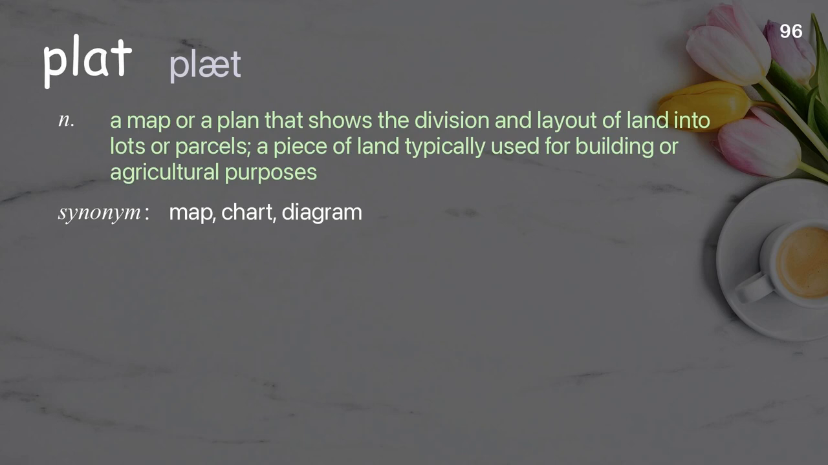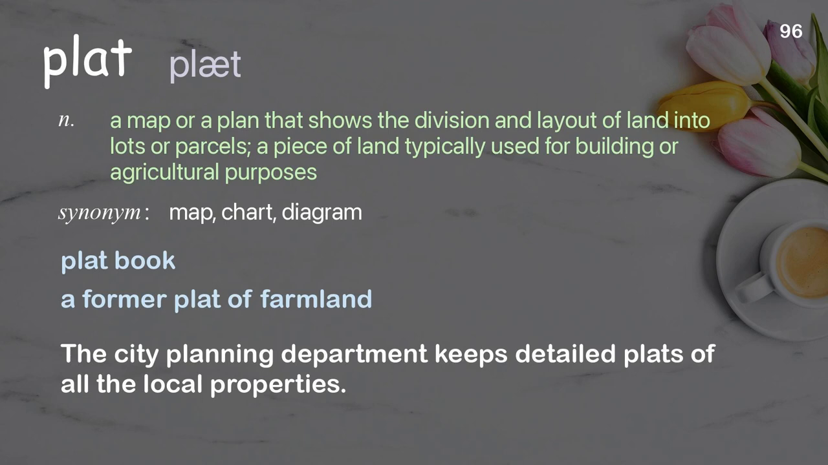Plat: a map or a plan that shows the division and layout of land into lots or parcels, a piece of land typically used for building or agricultural purposes. Examples: Plat book. A former plat of farmland. The city planning department keeps detailed plats of all the local properties.